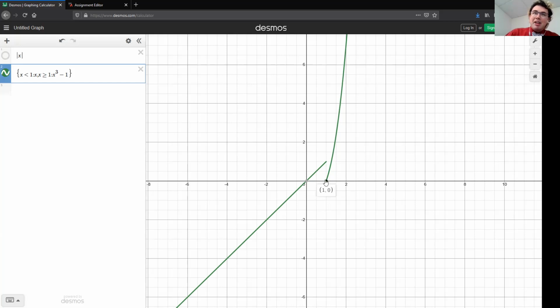Even though the value of the function, if I put in 1, is defined, since 1 is greater than or equal to 1, I use the formula 1 cubed minus 1 and I get 0. So this function is continuous at coordinates that are less than 1. And it's continuous at coordinates that are greater than 1, but it's not continuous on its entire domain. So for that reason, this piecewise function is discontinuous at x equals 1.